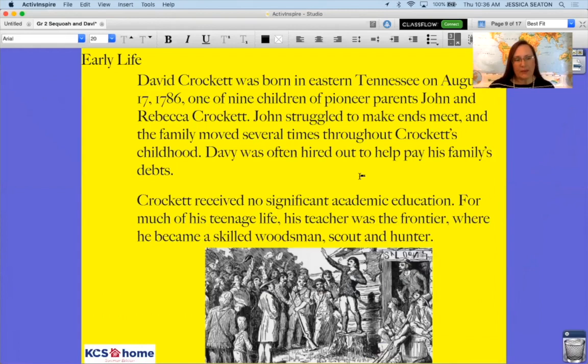So let's talk more about Davy Crockett. In his early life, he was born in East Tennessee on August 17th, 1786, and he was one of 9 children of pioneer parents, John and Rebecca Crockett. John struggled to make ends meet, and the family moved several times throughout Crockett's childhood. Davy was often hired out to help pay his family's debts. Crockett received no significant academic education. For much of his teenage life, his teacher was the frontier, and remember from the video, we learned that frontier means wilderness, where he became a skilled woodsman, scout, and hunter.